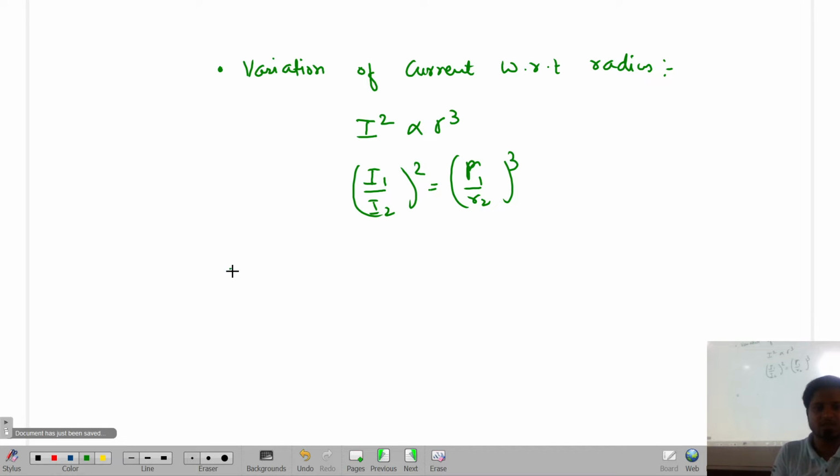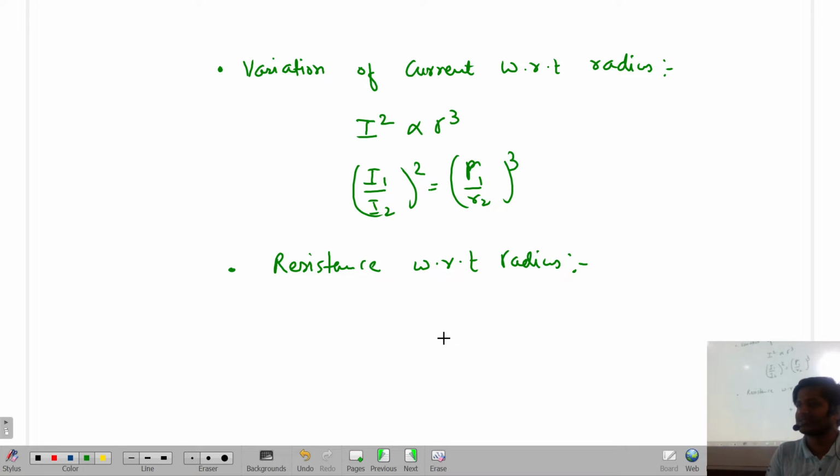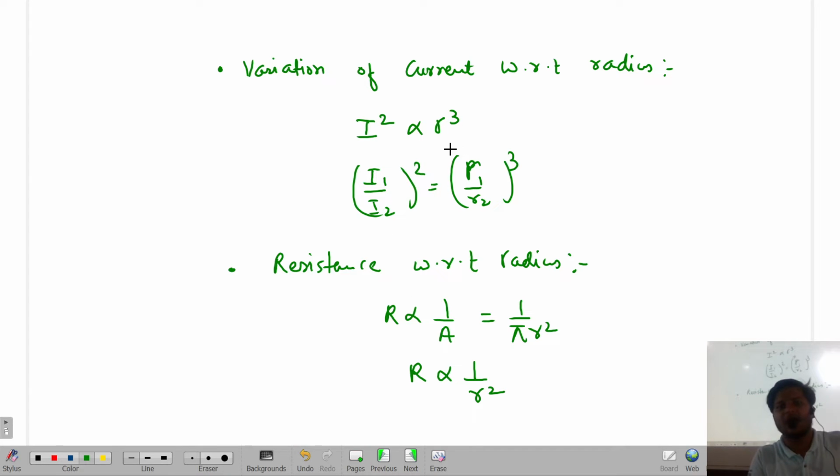The second most important point is resistance with respect to radius. Now resistance is inversely proportional to area, and area is pi r square, so resistance varies as 1 by r square while current varies as r to the power of 3 by 2. Understood or not? Yes or no? Okay, so here, can you put it or not?